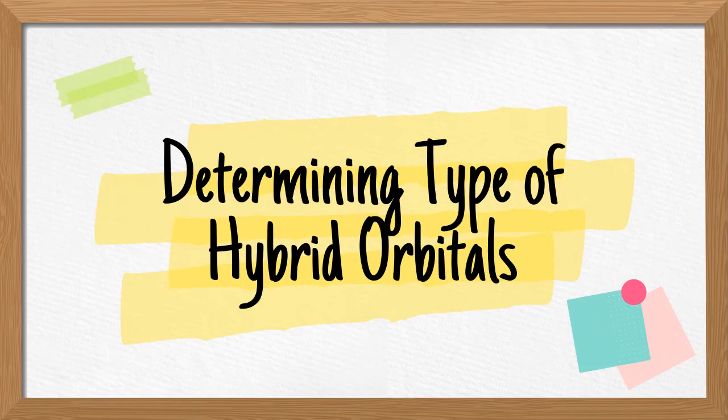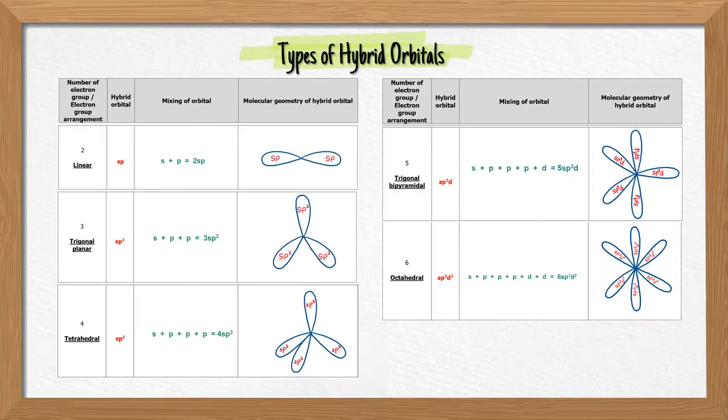So, in the previous lesson, in 4.3 part B, we have looked on how to determine the type of hybrid orbital. So, these are our 5 types of hybrid orbital and the shape of the hybrid orbital is based on the electron group arrangement. So, kalau tengok dekat sini, kita ada linear sp orbital, trigonal planar sp2, tetrahedral sp3, trigonal bipyramidal sp3d, and octahedral sp3d2. So, these are the types of orbital yang awak dah lukis untuk sebelum ni.